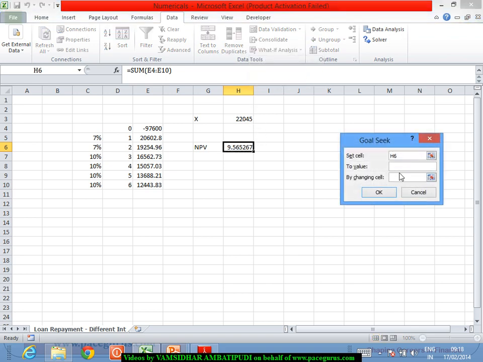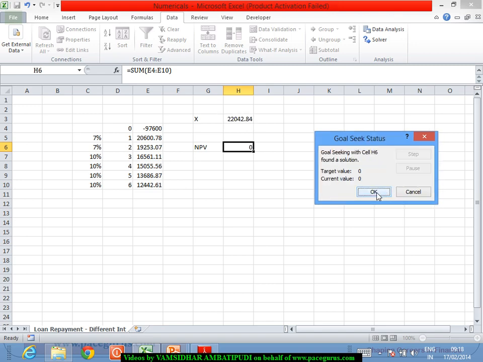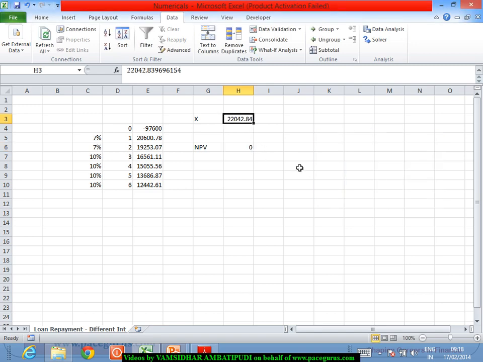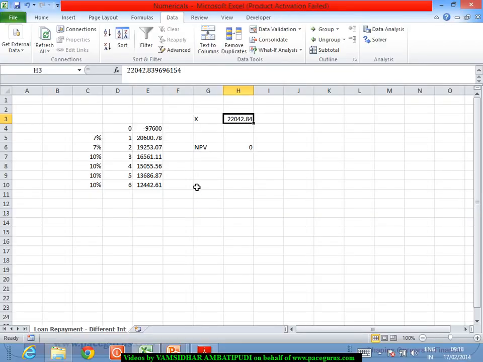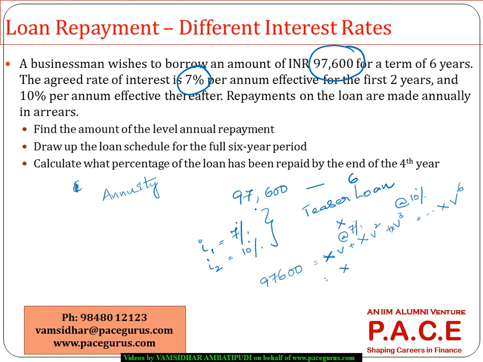The other way I could have done is using the what-if analysis, goal seek. I could have set this particular value as 0 by changing this particular X. So this is giving me 22,042.84 as my level premium, or level equal installment every year, so that the first 2 years the interest is 7% and after that it is 10%.